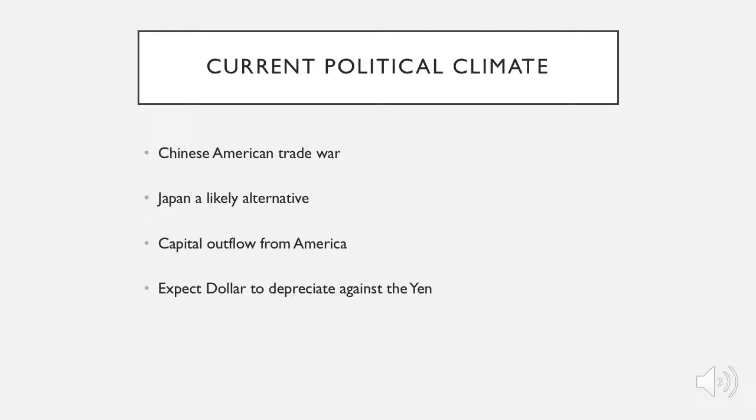If the demand for Japanese goods in the US increases, then Americans will be trading their dollars for Japanese yen to purchase said goods. This would increase demand for the yen and supply of the dollar into the foreign exchange market, driving the price of the yen up and the dollar down. Assuming all factors remain constant, these tariffs would make the US dollar depreciate against the Japanese yen.